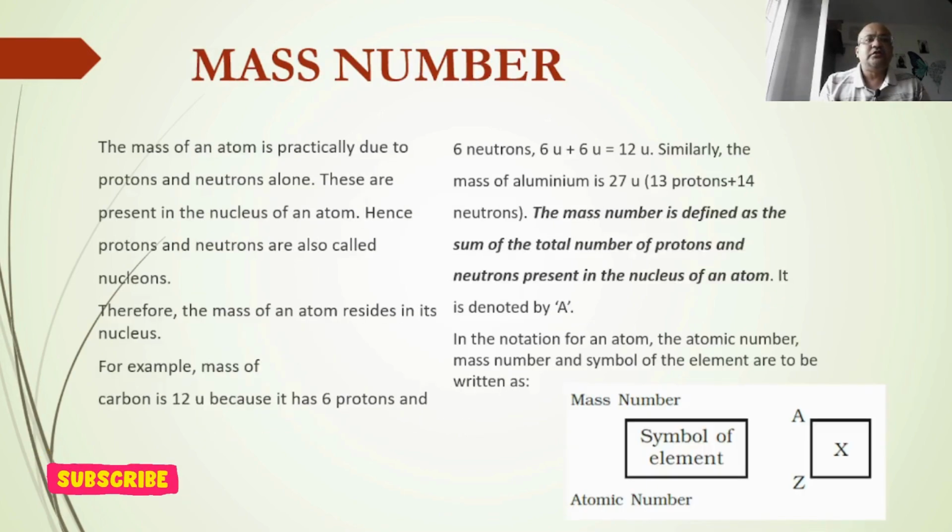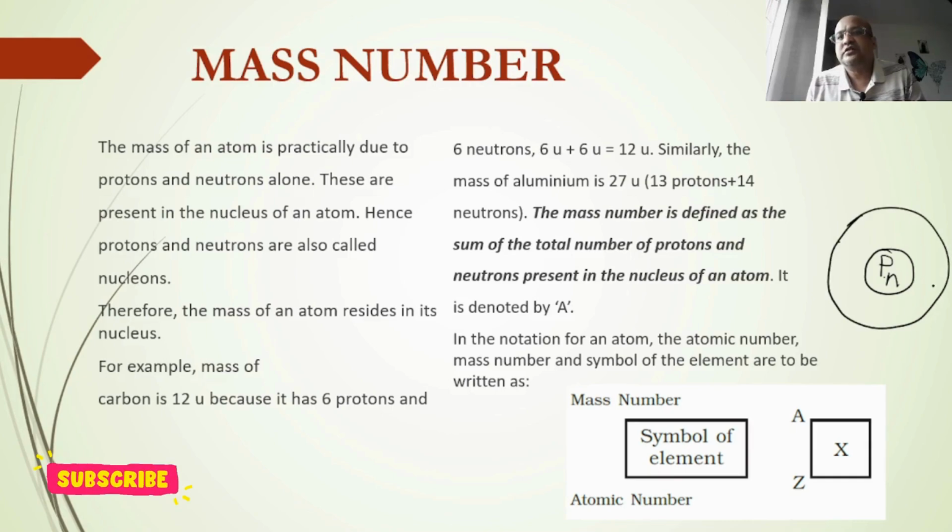Now let's talk about atomic mass number. What is atomic mass number? The mass of an atom is practically due to the protons and neutrons alone. In the nucleus I have protons and neutrons, and in the orbits I have electrons. The mass of the atom is practically due to protons and neutrons alone, because the electron has a negligible mass.